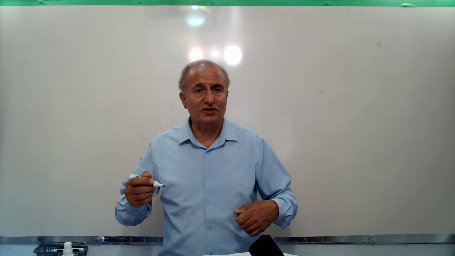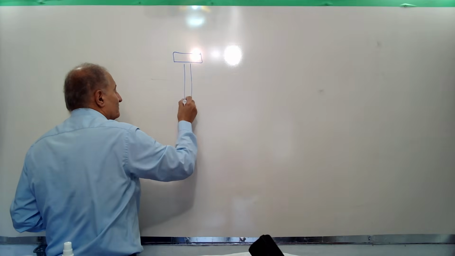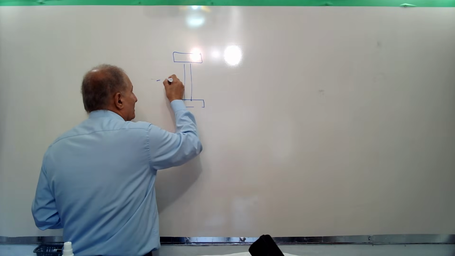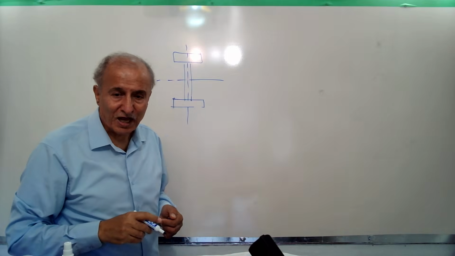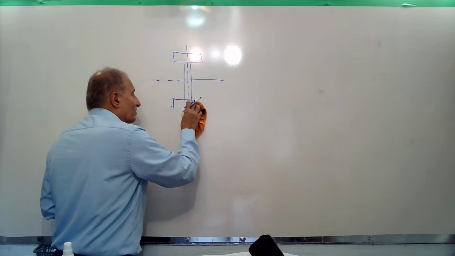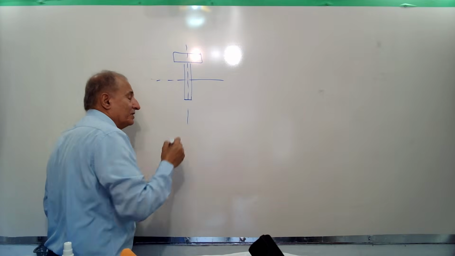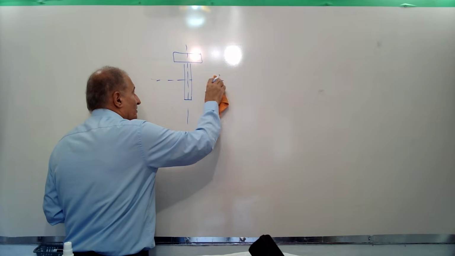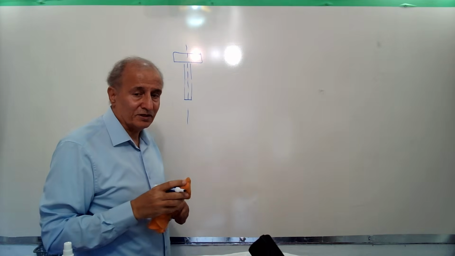If the cross section is symmetric, for example, like an I-beam, then you know that the centroid is at the intersection of the symmetric axes of the beam. But what happens if we have a beam with a non-symmetric cross section, like a T-beam? In a T-beam, the centroid will be different. There is no horizontal symmetric axis, and you cannot find the centroid easily.